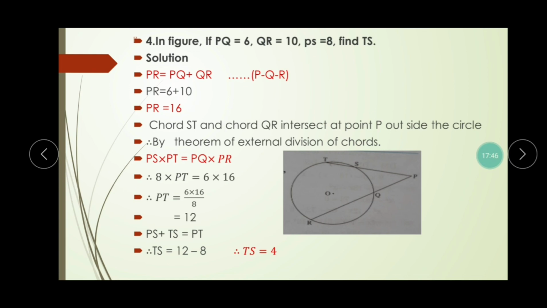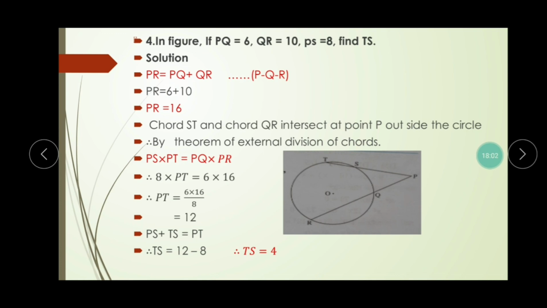Substitute the values. So it is 8 into PT is equal to 6 into 16. So what is PT? PT will be 6 into 16 upon 8. After calculating, the answer turns out to be 12.